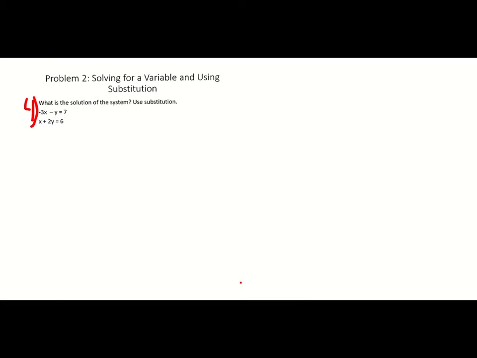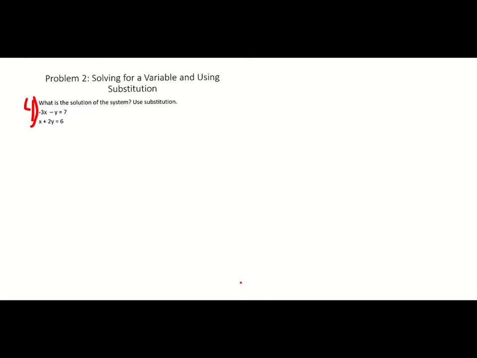Our next example, we're going to jump down to number 4 from problem 2. And number 4 says, what is the solution to the system negative 3x minus y equals 7 and x plus 2y equals 6? So again, in order for substitution to work, we have to have an equation that is already solved for x or y. So we need x equals or y equals. In this example, neither equation has x or y already solved for. So I need to solve for x or y in either equation.